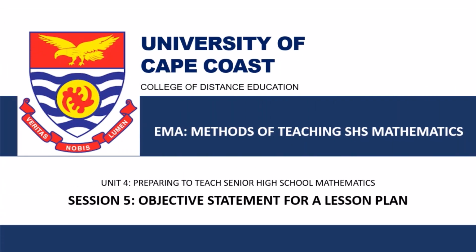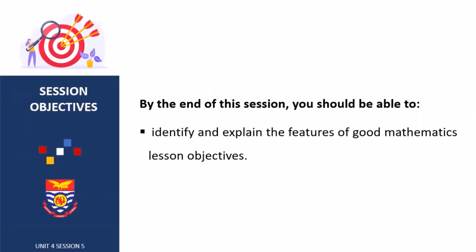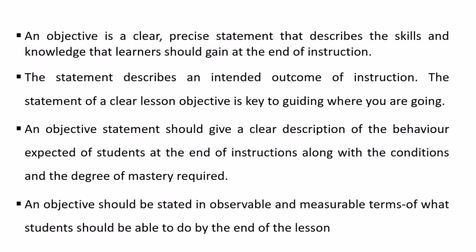Welcome back to Section 5 of Unit 4. Section 5 deals with objective statements for a lesson. At the end of this session, you should be able to identify and explain the features of a good mathematics lesson objective. An objective is a clear, precise statement that describes the skills and knowledge that a learner should gain at the end of the instruction.